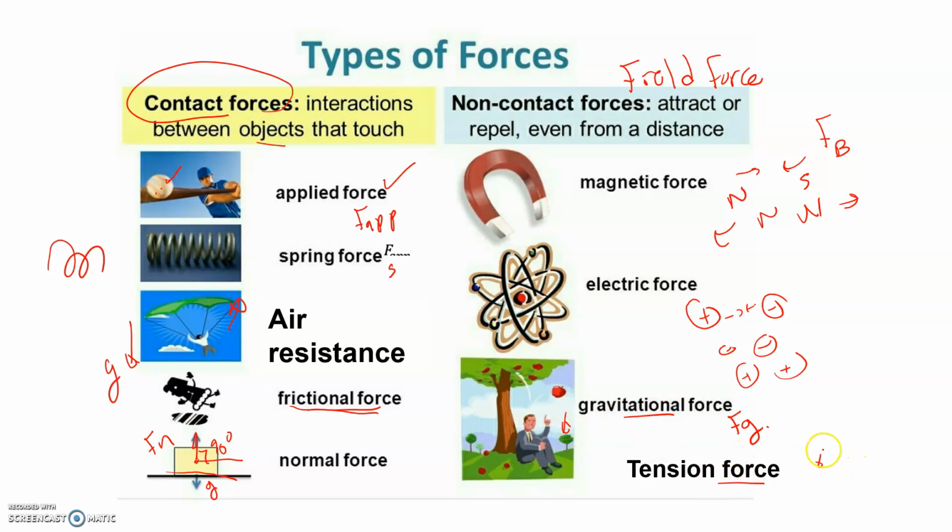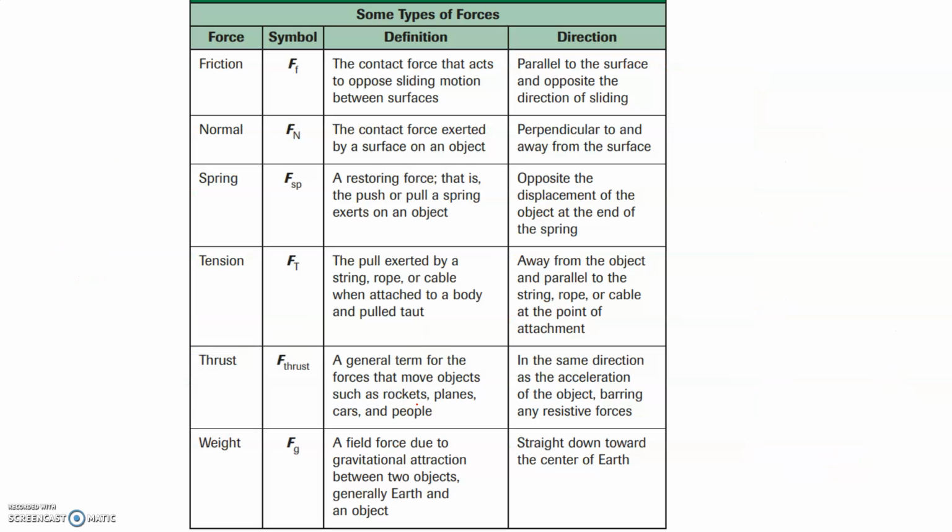Tension force, whenever you have a rope or string, for example, it could be a lamp, a light, hanged from the ceiling with a string. So here I have a tension force, Ft, and this is Fg, gravitational force. Normal force, Fn. Friction force, we will study it in more detail. We have two types of friction. Here in your copybook, you have the definition of each one of these forces and the direction. This is really important to distinguish between these forces. Know the definition and the direction.